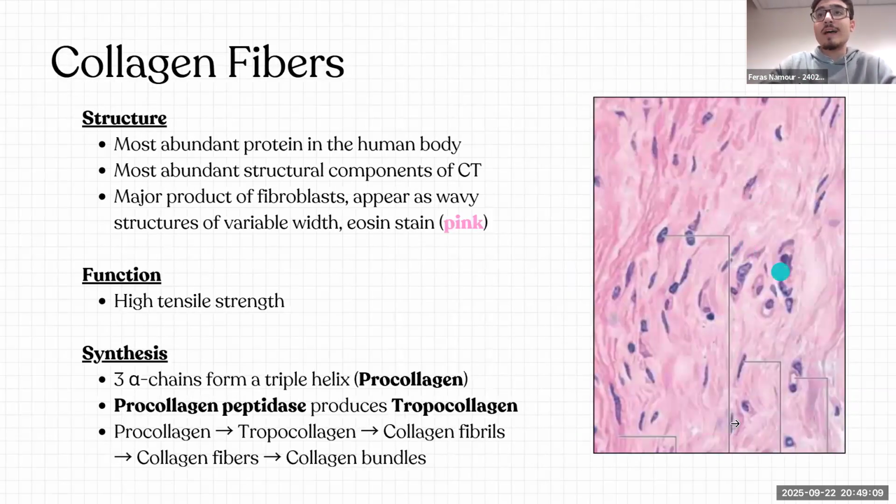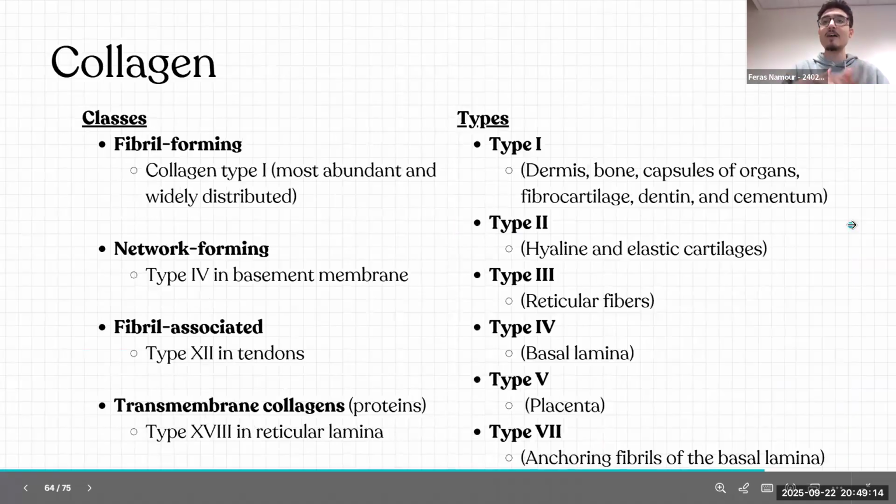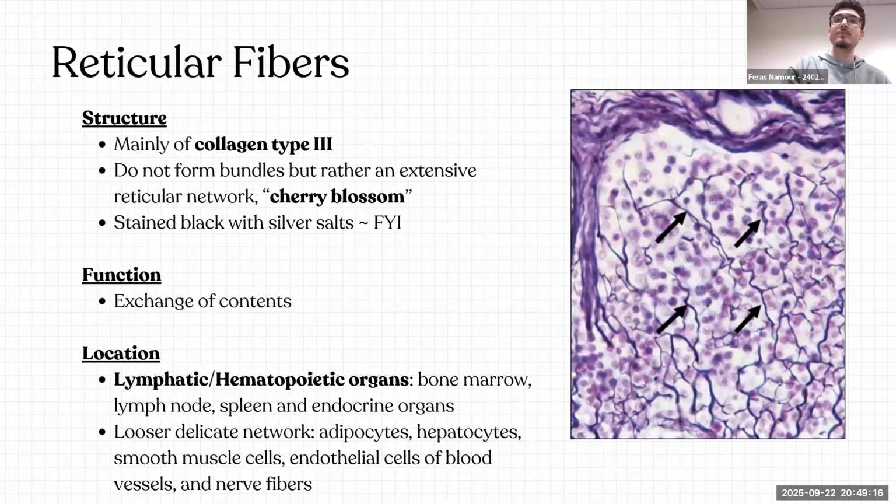You guys remember how collagen looked like? It's very dense, it's very woven into each other, it's very parallel and everywhere. Reticular fibers, from the word reticular, are mainly collagen type 3, and they're branching out everywhere. This is my own naming: they form a cherry blossom-like branching. Stained black with silver stains, for your info.